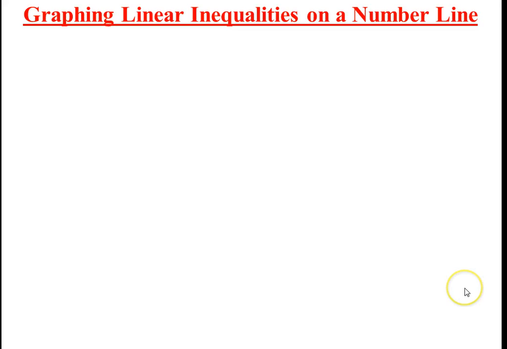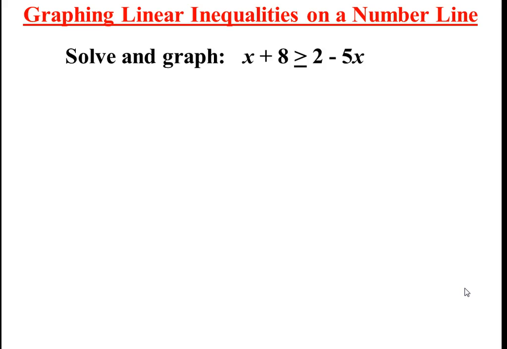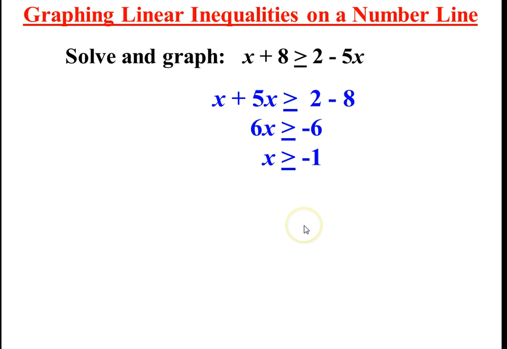Graphing linear inequalities on a number line. So let's say you're asked to solve and graph x plus 8 is greater than or equal to 2 minus 5x. We're going to treat this just like it was a regular equation. So I want to try and get all my x's together. So I'm going to add 5x to both sides, and I'm going to subtract 8 from both sides. So my next step would look like this. x plus 5x is greater than or equal to 2 minus 8. Now we simplify it. So 6x is greater than or equal to negative 6. And I simply divide both sides by 6 now. So x is greater than or equal to negative 1.